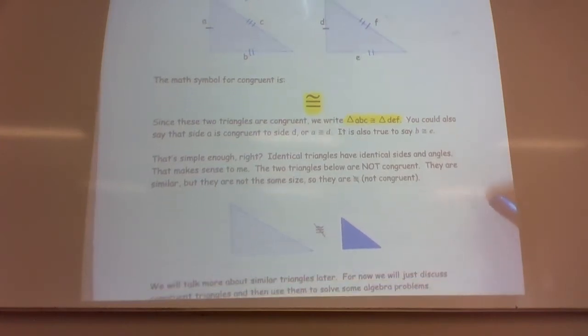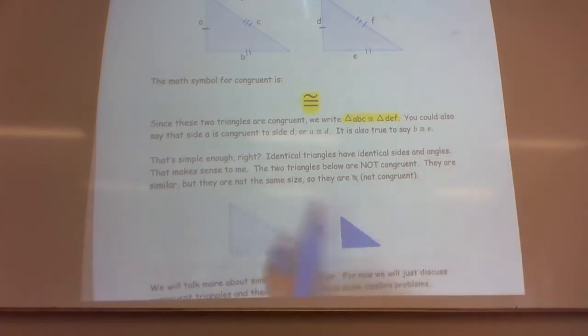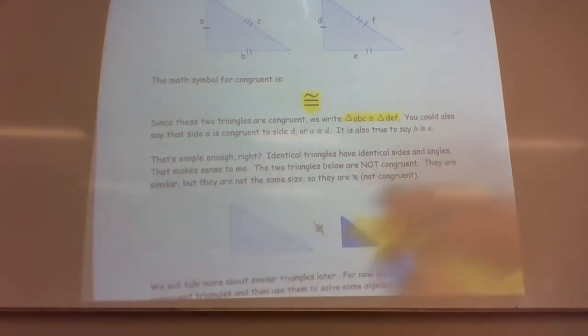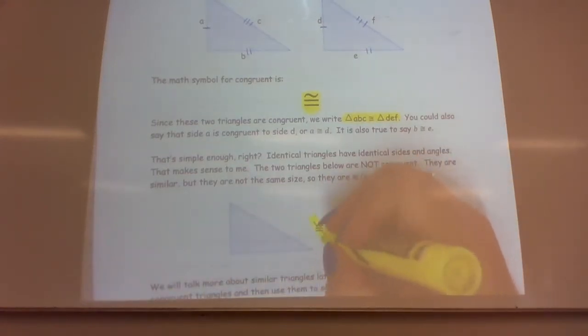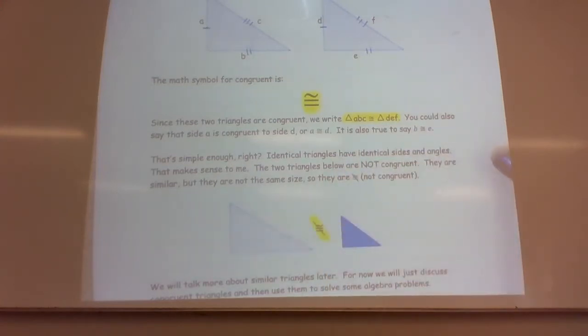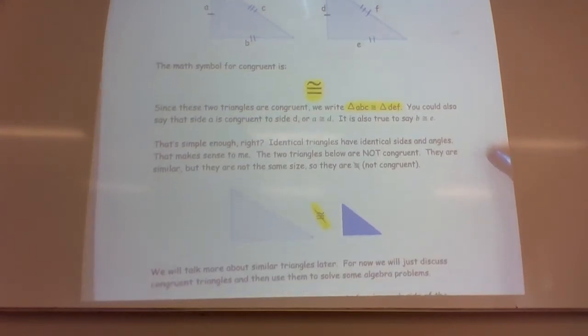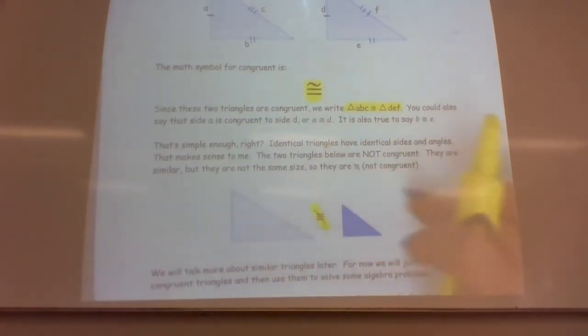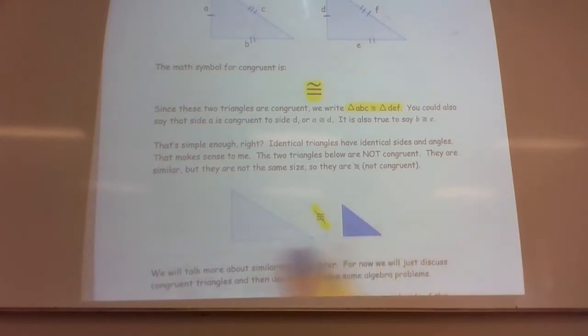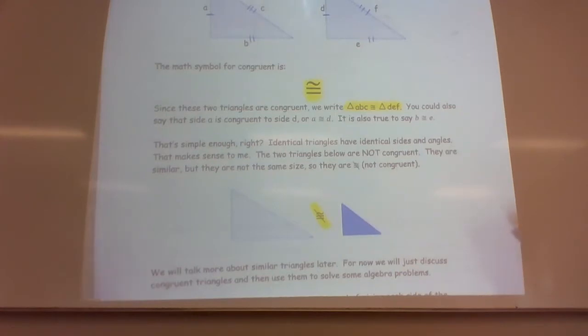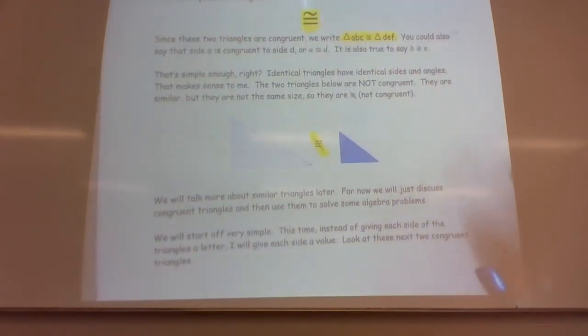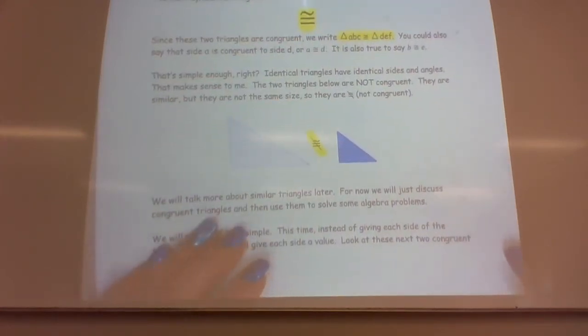That's pretty easy. But these two triangles that they've given us here are not congruent. The way to show not congruent is simply to put that line across, which says, no, these triangles are not the same. The sides don't match, the angles don't match, because this triangle is smaller than that triangle. And we're going to go to the next page, which is page 34.